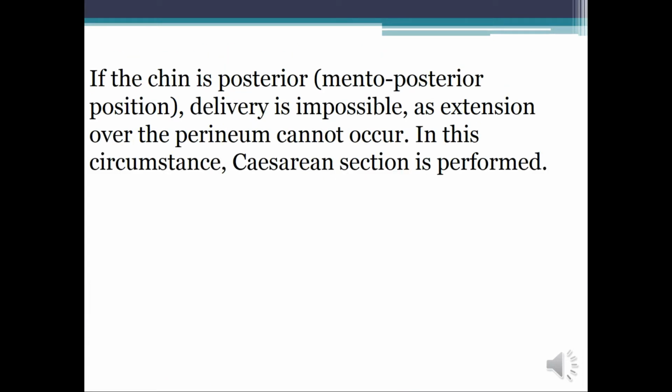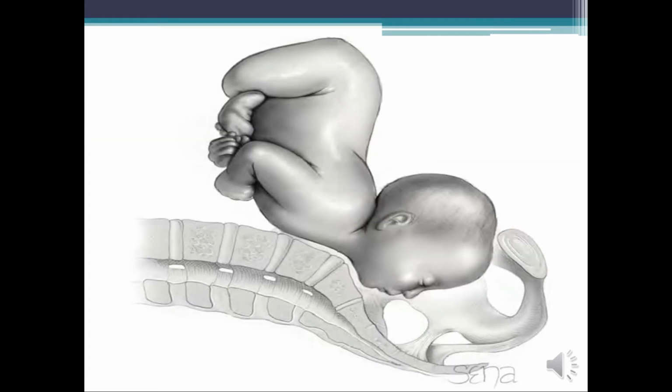If the chin is posterior, mento-posterior position, delivery is impossible, as extension over the perineum cannot occur. In these circumstances, cesarean section is performed. So we prefer mento-anterior for delivery, and mento-posterior is contraindicated for vaginal delivery and indicated for cesarean section. Here, as you see, face presentation, mento-posterior. This is the mentum, mento-posterior, so vaginal delivery is impossible.